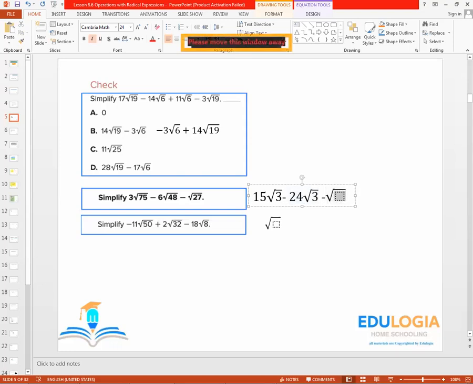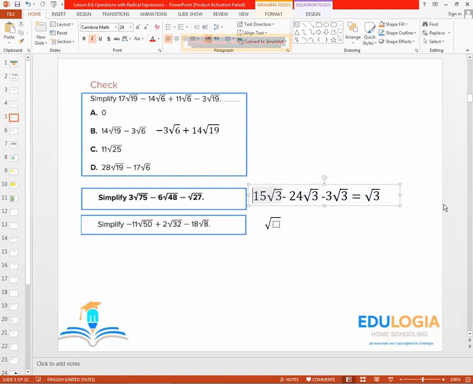Last one, it's just minus root 27. 27 is the product of 3 and 9. Root 9 is 3. And it's all about root 3. The first one is 15 root 3, the second is minus 24 root 3, also the third minus 3 root 3. It's all about root 3.